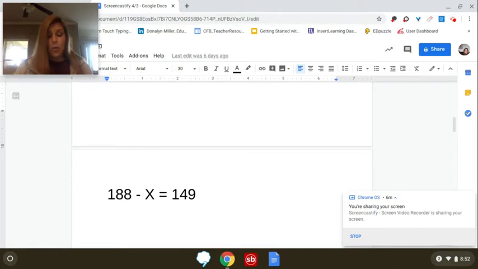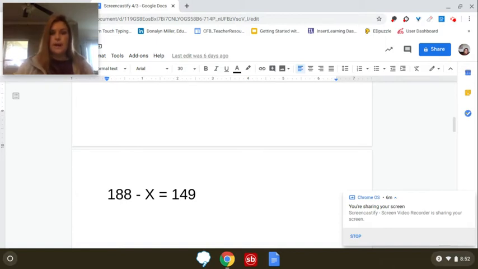I can take 188 and count backwards to 149 and see how many are in that, counting backwards on the number line. That would work. But I want you to try to do this by the in-part strategy with equations.